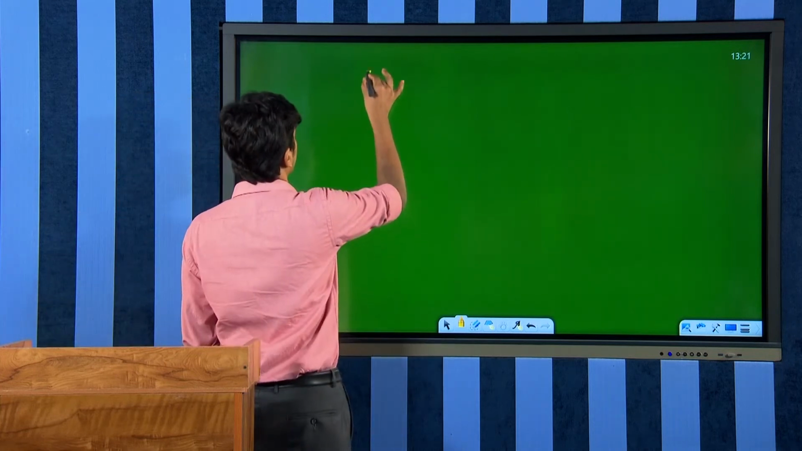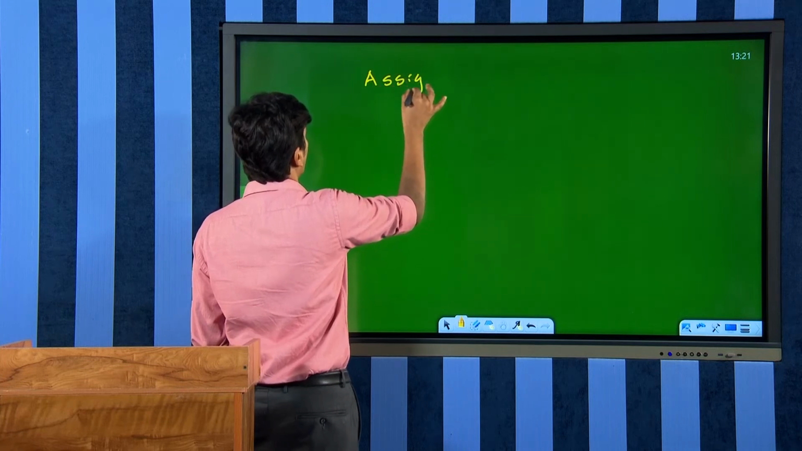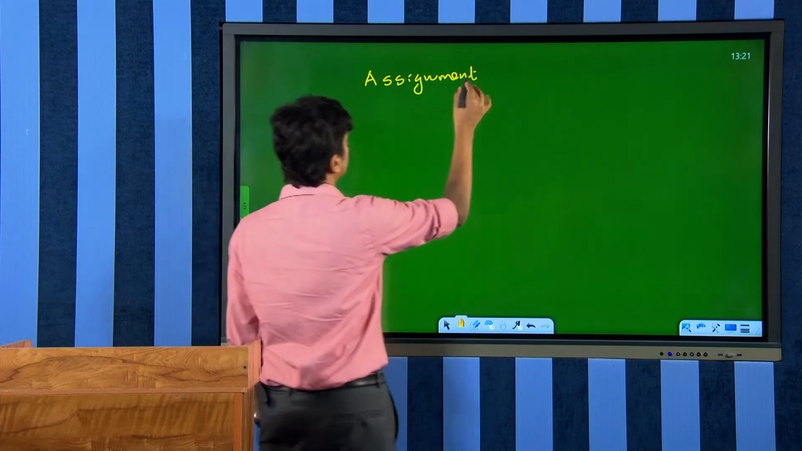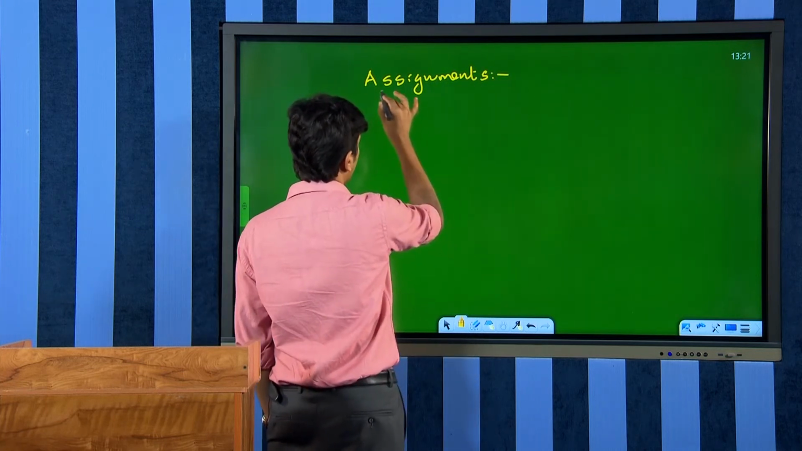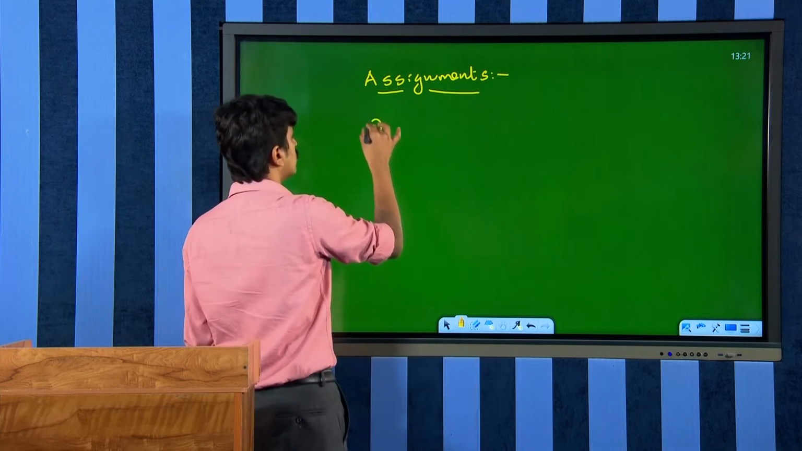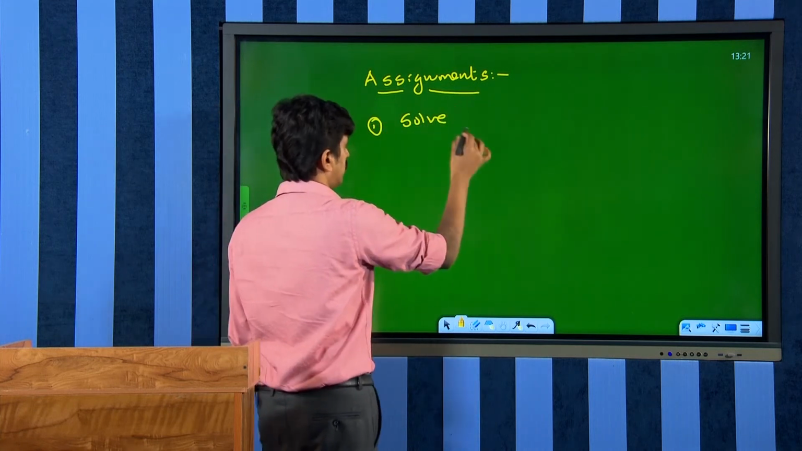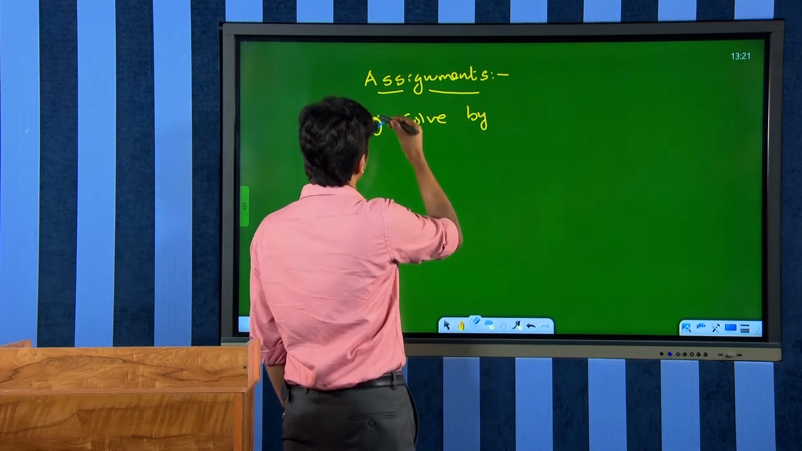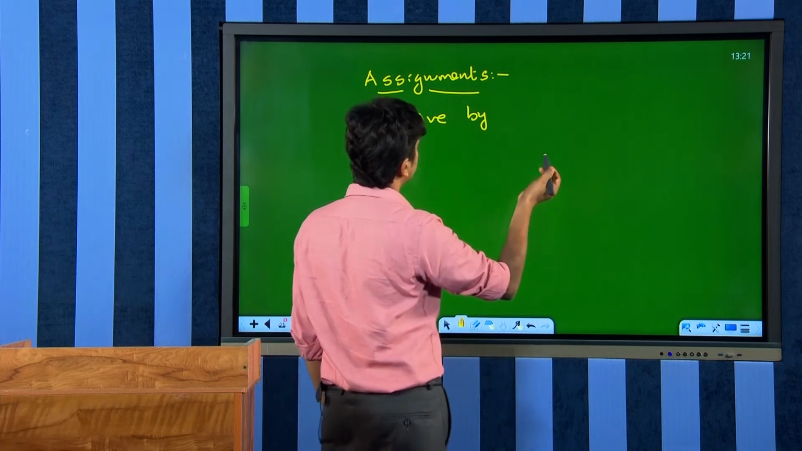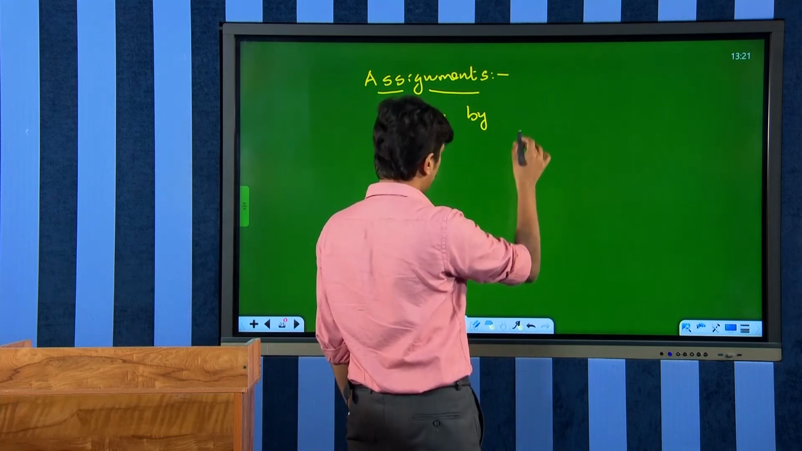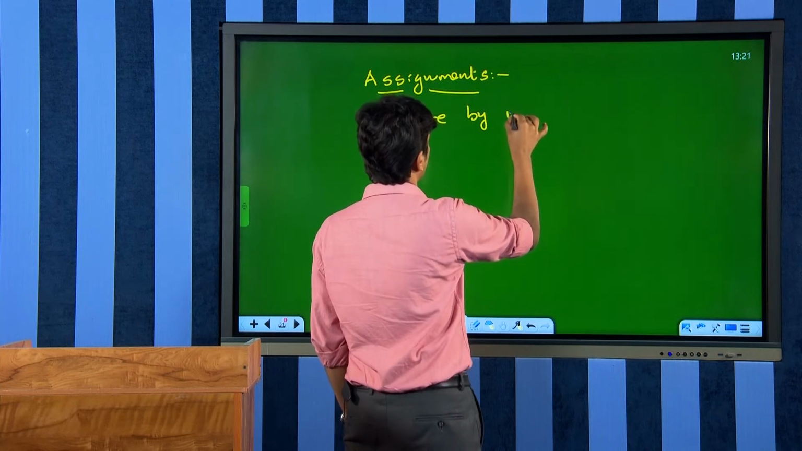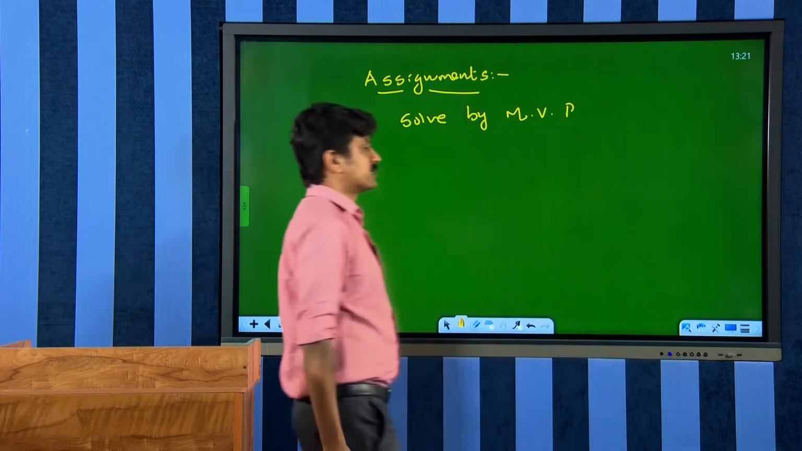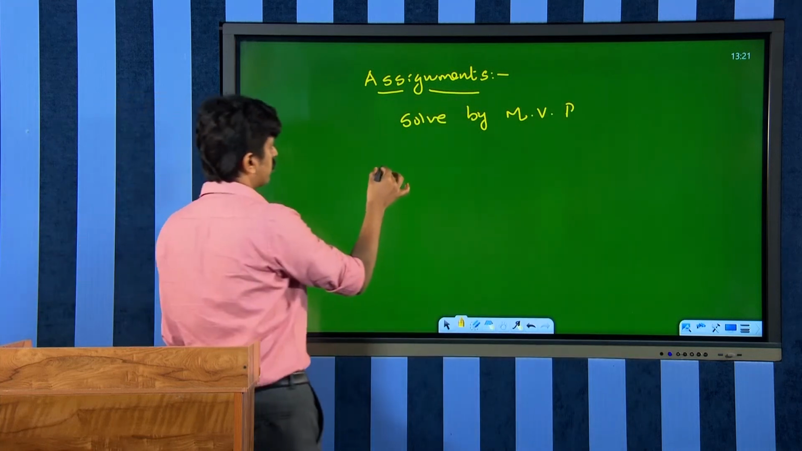Okay, I will give you some questions that you can do by using the method of variation of parameters. Also, if you are interested, you can do all the questions that we did three sessions before, and you are able to do those also by using the method of variation of parameters. Solve by the method of variation of parameters.